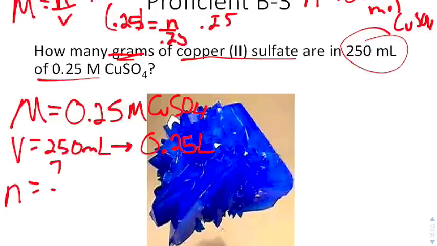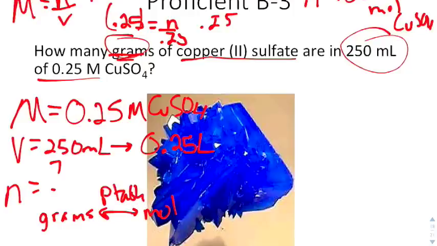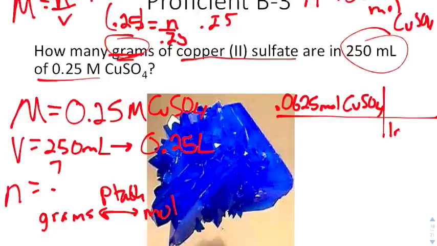The question says how many grams of copper sulfate. So you have to remember, okay, moles to grams, and how do I do that? You would do that using the periodic table. So 0.0625 moles of copper sulfate goes to 1 mole CuSO4, and then grams of CuSO4. Now, where you get this conversion factor from is the periodic table.